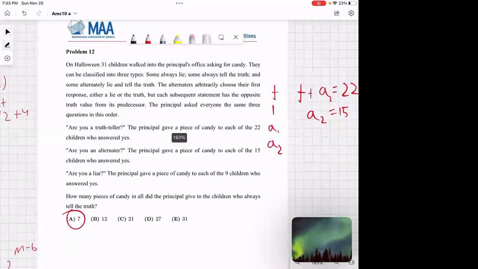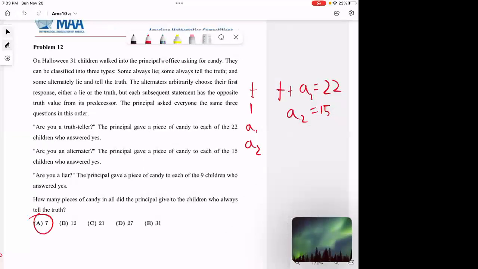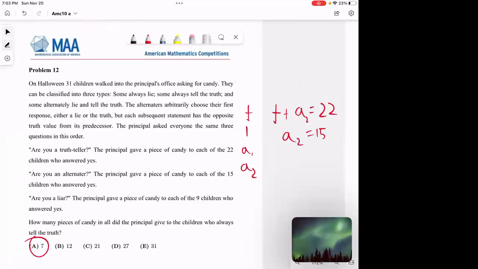On Halloween, 31 children walked into the principal's office. You can probably read it on your own, but they have kids who tell the truth, kids who lie, and kids who alternate. But then there are actually 4 cases: truth tellers, liars, alternators who told the truth on the first one, and alternators who lied on the first one. So we can set up a system of equations. This one's really more of a logic question, but you can also do it algebraically.